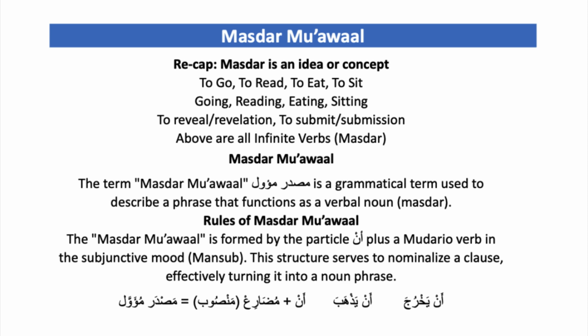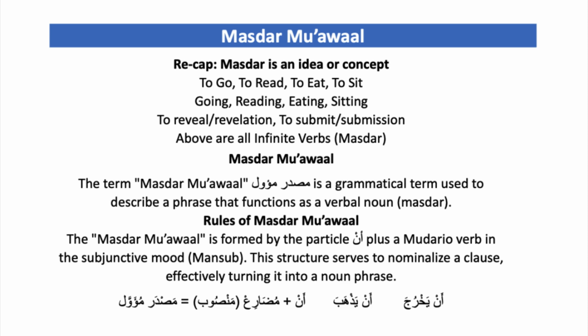Masdar Mu'awwal is formed using the particle an, followed by a mudari verb, a present tense verb, in the mansub form. So the structure is an and fi'l mudari, mansub. Now what happens when we combine these two? This structure converts a verb phrase into a noun-like expression. In other words, it turns an action into an idea, just like a masdar.